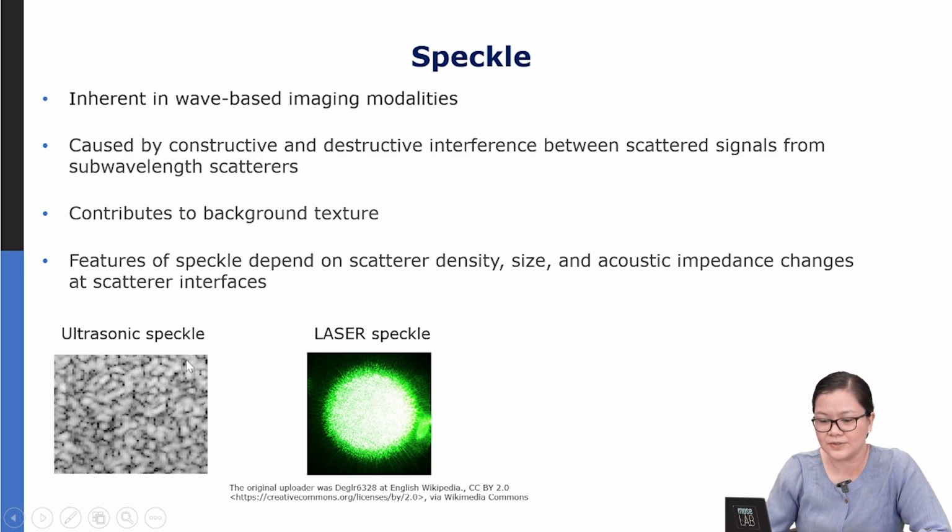An ultrasound speckle also looks like this on the left. It is caused by interference of the sound between the scattered signals from these very small scatterers, on the order of sub-wavelengths. And as mentioned earlier, this can contribute to the background texture of the ultrasound image. The features of this texture also depend on the amount of scatterers in the tissue region you're imaging. So the scatterer density also depends on the size of the scatterer, as well as any acoustic impedance changes within those scattering interfaces.